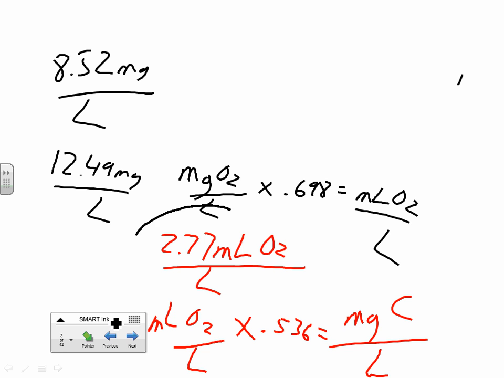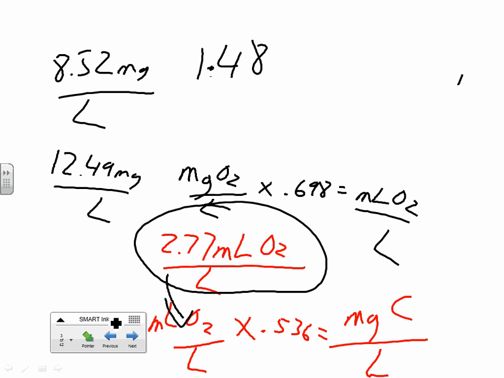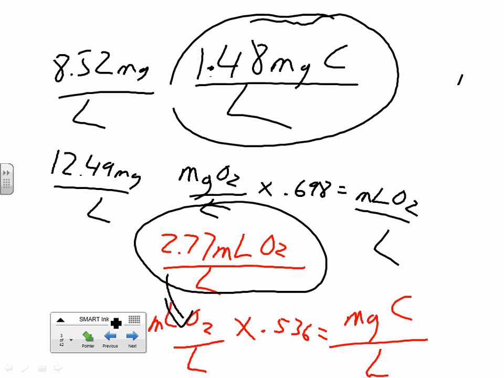So in this problem, we know right here the milliliters of oxygen per liter of water, 2.77. If we plug that in right here in the equation, and we multiply it by 0.536, that will give us 1.48 milligrams of carbon per liter of water. And again, that's called a primary productivity calculation. It's letting us figure out, by measuring how much the dissolved oxygen levels change, basically how much sugar got made, because the carbon that's being fixed is in sugar. It's just one of the plug and chug things. Calculate the change in dissolved oxygen, and then use these two formulas to convert that oxygen to milligrams of carbon fixed per liter of water.